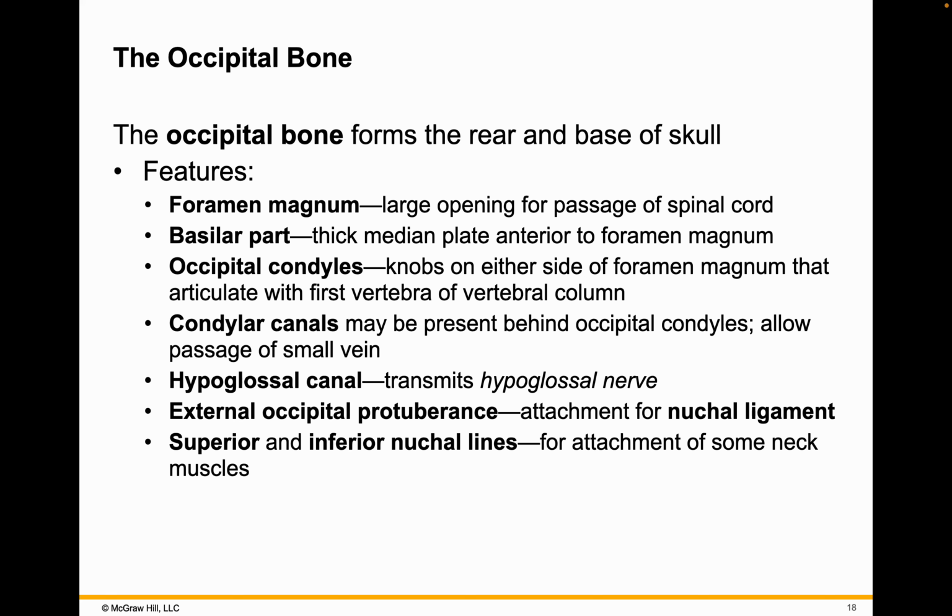The condylar canals are present behind the occipital condyles, and they allow the passage of a small vein. The hypoglossal canal transmits the hypoglossal nerve. The external occipital protuberance is an attachment for the nuchal ligament, and the superior and inferior nuchal lines are attachments for some of the neck muscles.